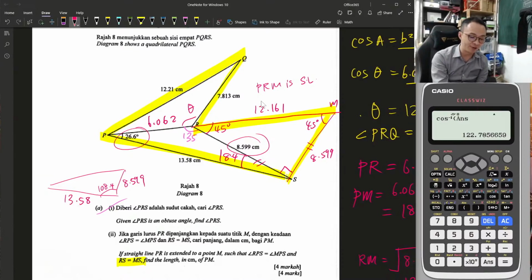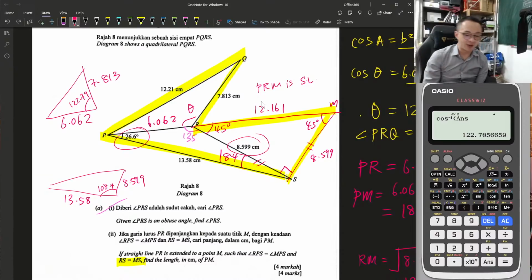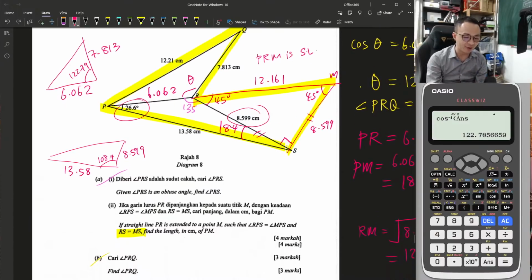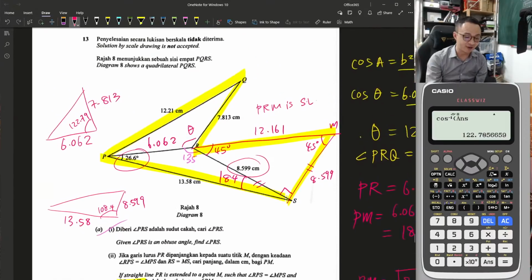I can use the sine rule for this one. And for this one, I also got one of the angles, so I can use the sine rule. The angle in between is 122.79. And then this one is 7.813, and this one is 6.062. Alright, so I'm going to use the sine rule 2 times to add both triangles together. Then I will get the final answer correct.